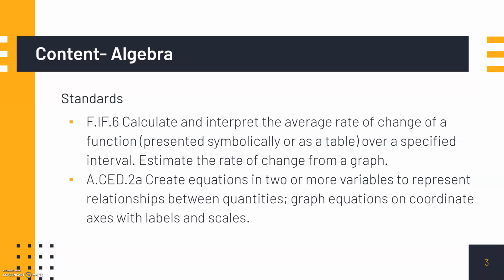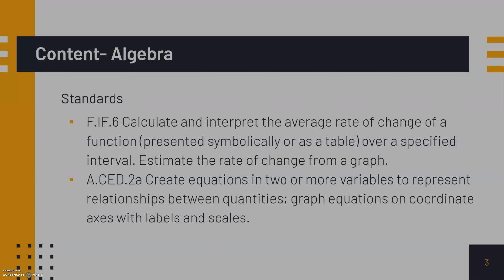So the content standards that my specific game covers are both algebra concepts. One is for calculating and interpreting the average rate of change of a function over a specified interval and estimating the rate of change from a graph, and then also creating equations in two or more variables to represent relationships between quantities, as well as graphing equations on coordinate axes with labels and scales.